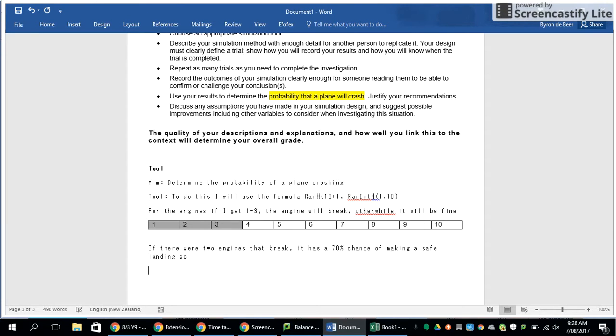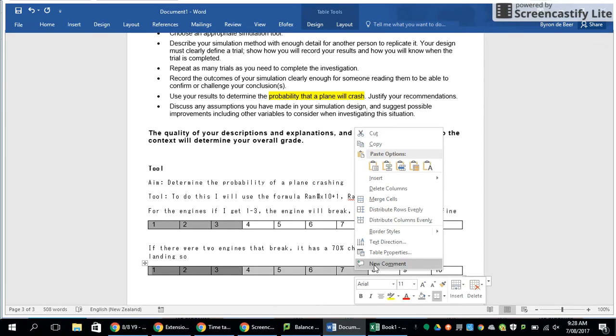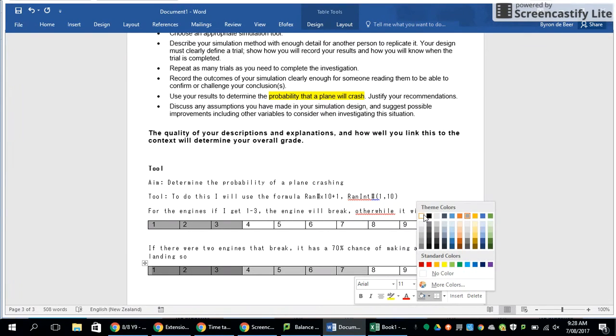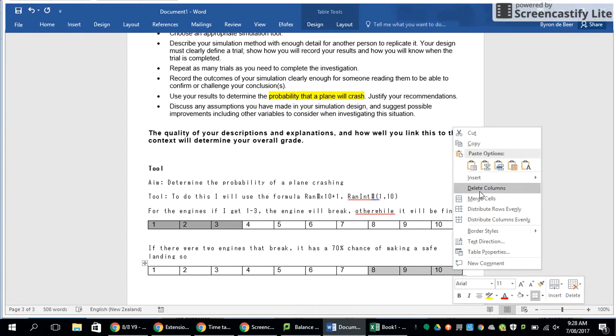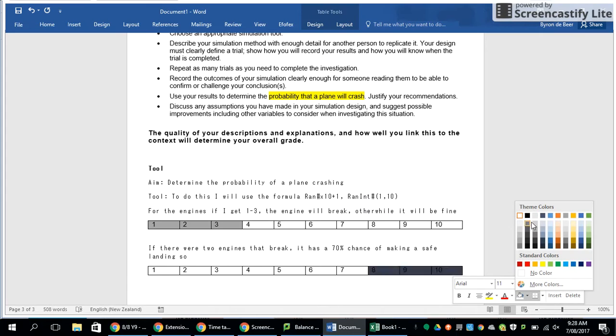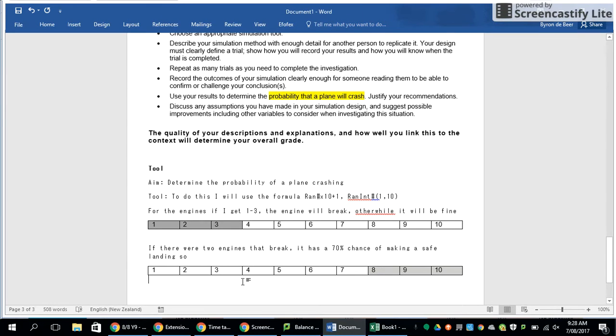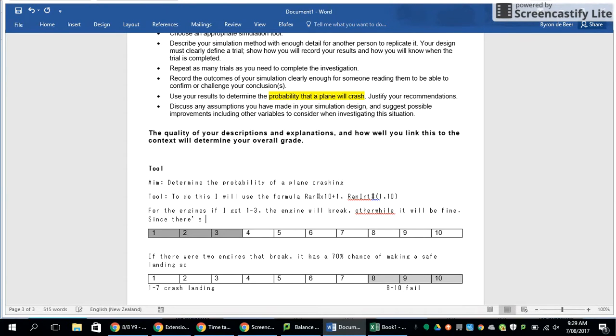So in terms of numbers, and we can actually just copy this, that is fine, and then this is gray. Cool. So we can say 1 to 7 is a safe landing or crash landing, but still safe. And then 8 to 10 is fail. And we can actually do this over here as well, since there's a 30% chance of an engine failing.